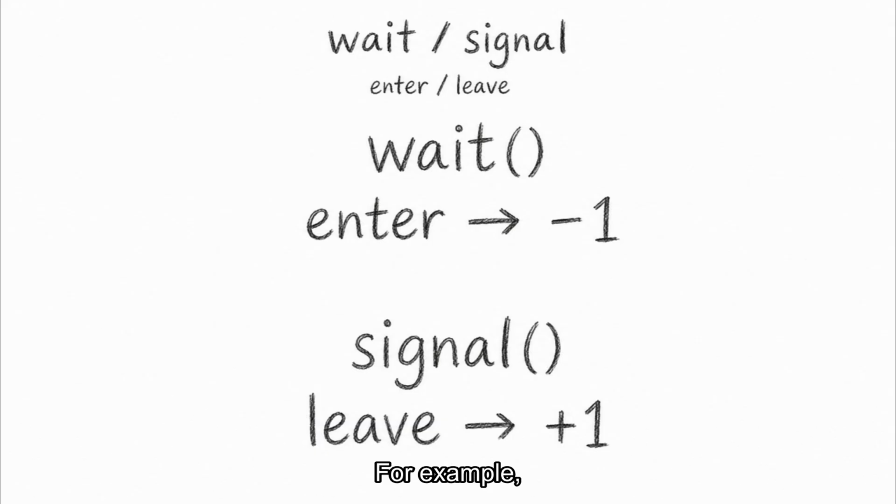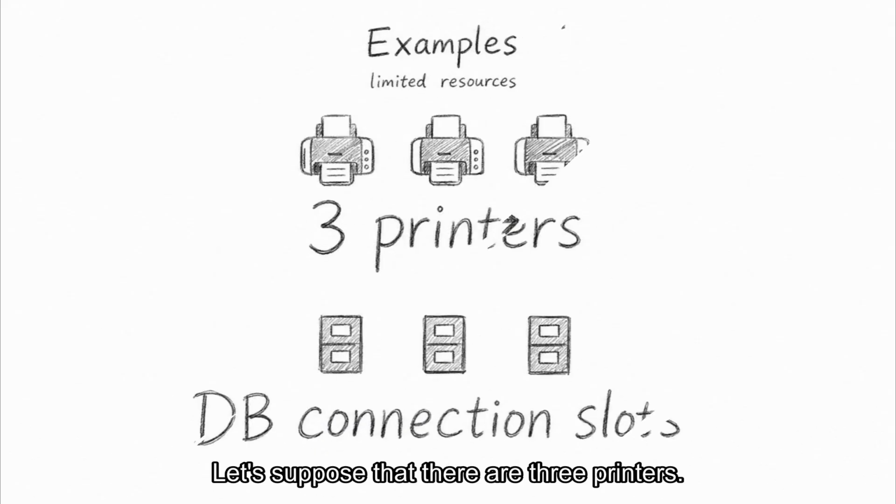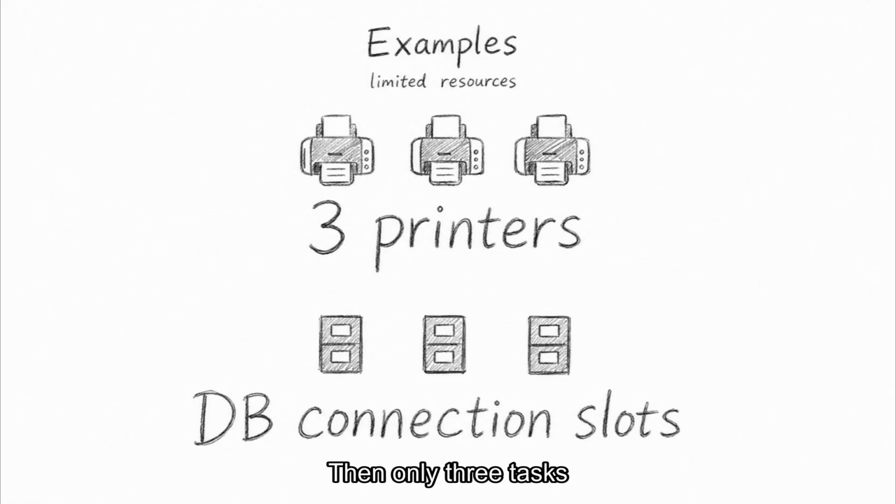For example, let's suppose that there are 3 printers. Then only 3 tasks can use printers at the same time. So we can use a semaphore with the value 3. When a task starts using a printer, the value goes down. When it finishes, the value goes up.